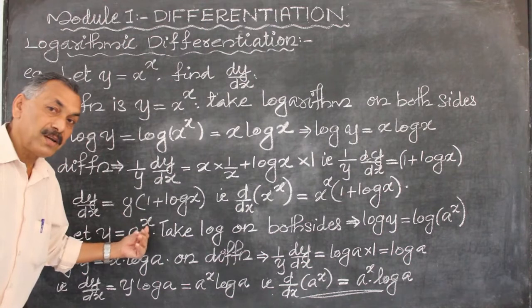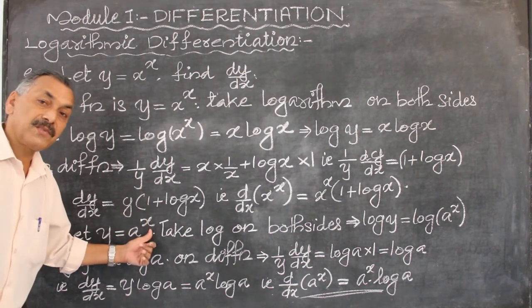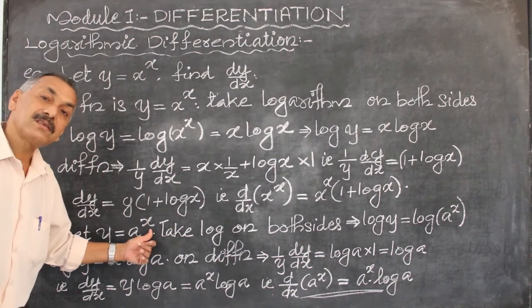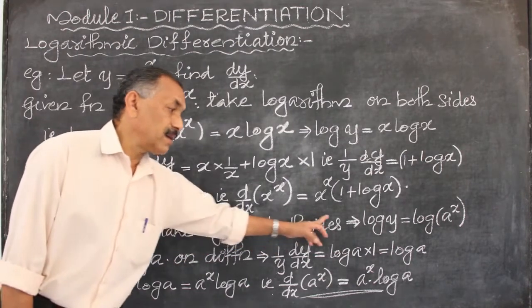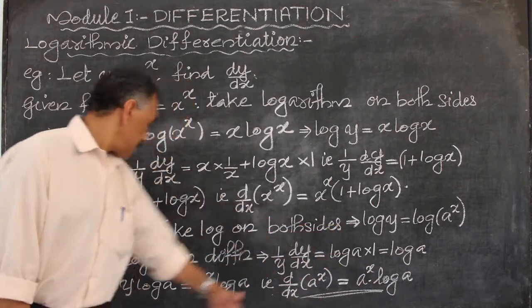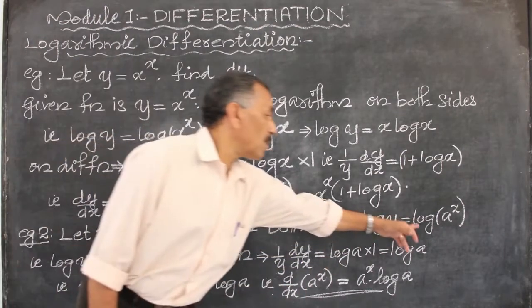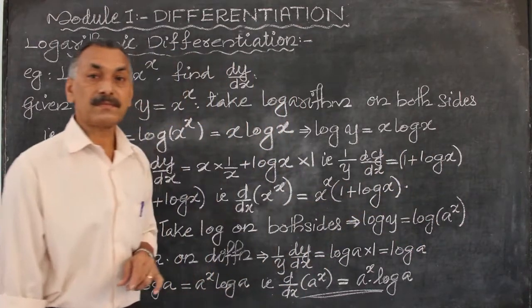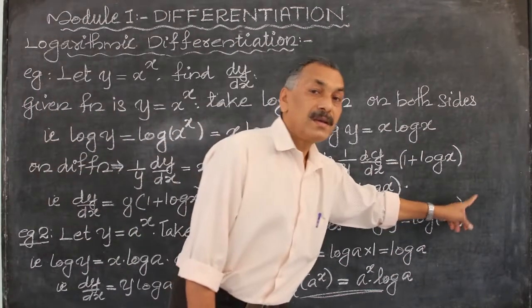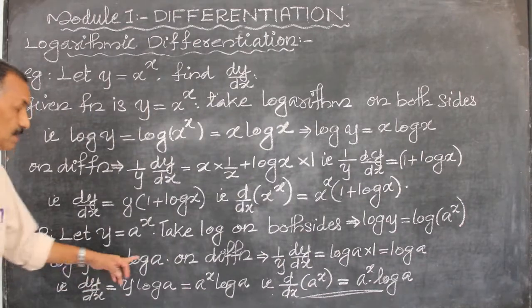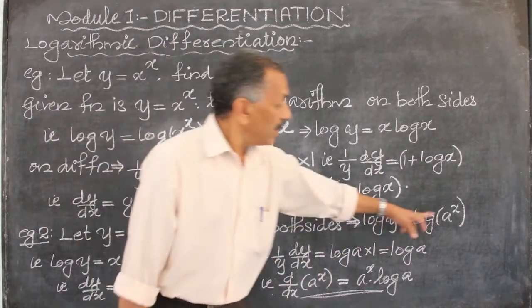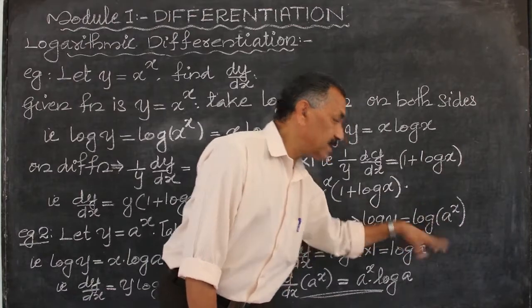If the exponent is again a function of x, then we take logarithmic differentiation, taking logarithm on both sides. Log y is equal to log of a raised to x. That is, log of a raised to m is m into log a. So log y is equal to x into log a.